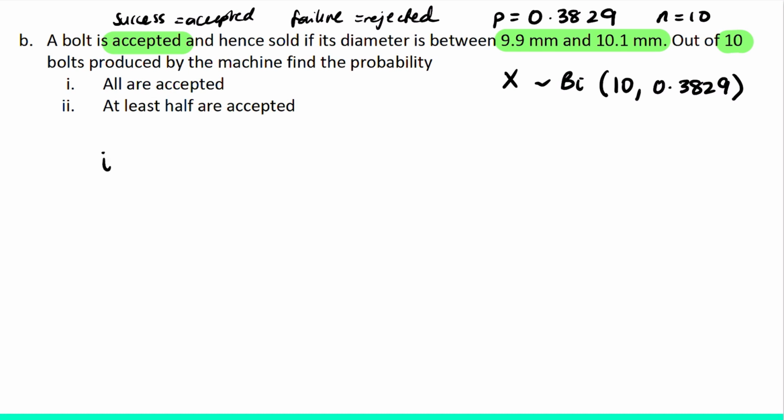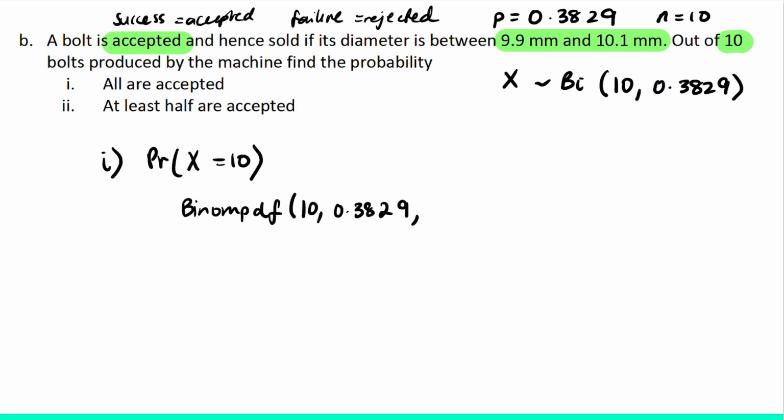Now, if all of them are going to be accepted, we want the probability that x is equal to 10. You can chuck that straight into your calculator, into Binom PDF, where we've got the number of trials of 10, the probability of success is 0.3829, and we want 10 successes. When you put that into your calculator, you get 0.000068. Usually I would write it to 4 decimal places, but that's really not going to help us out in this case.